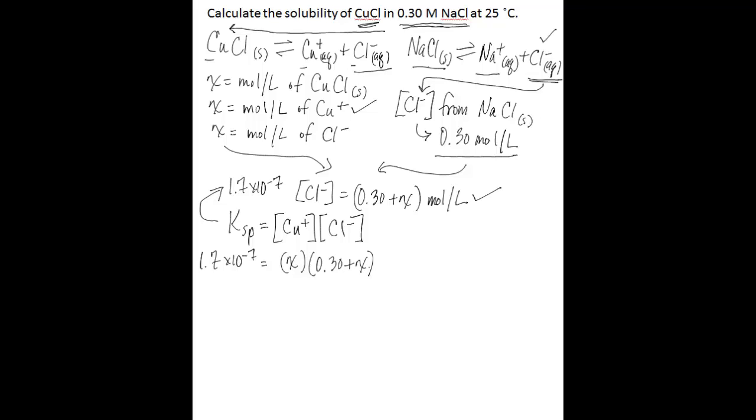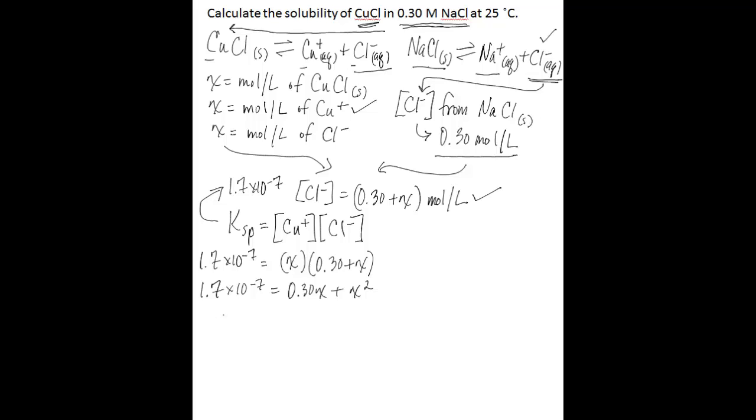So what you want to do here is solve for x. So you have 1.7 times 10 to the negative 7 is equal to 0.30x plus x squared. And then to put that into a different form so that we can use the quadratic equation to solve for x, we want to get it in this form.